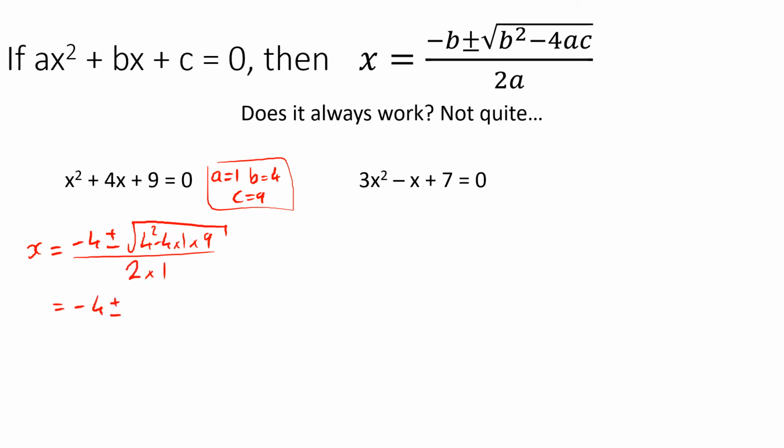If we try and simplify that square root, 4 squared is 16. This is minus 4 times 1 times 9, so it's minus 36. So the value inside that square root is minus 20. And then the bottom of that is 2. If you try and type that into your calculator, you will get something that says something like math error. And the reason for that is because you're trying to square root a negative number.